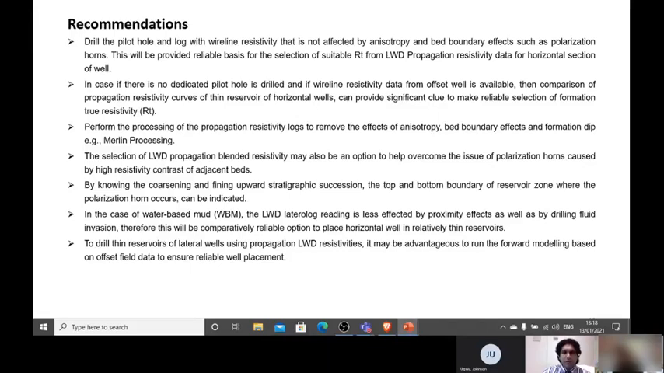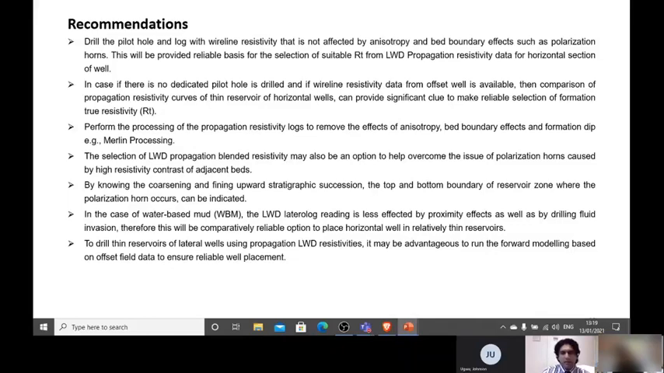Recommendation. The following are recommendations for the case of thin reservoir and horizontal well. The pilot hole wireline resistivity may be reliable to select true formation resistivities. In case of absence of pilot hole, offset wells wireline data can be compared for the selection of true resistivity of formation. LWD propagation resistivity processing, such as Merlin processing, can be used to remove the discrepancies in the data. The blended resistivity can also be used in such cases.